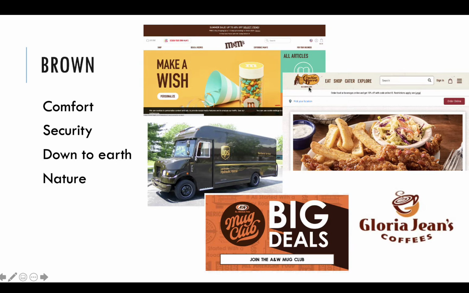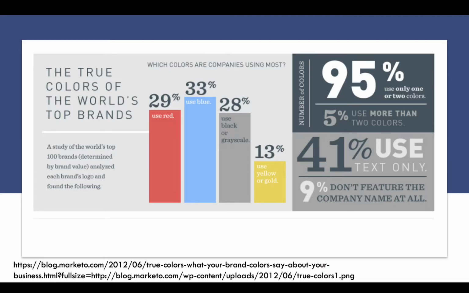So I'm thinking comfort food, like you see from their website here. Brown is very warm and comforting. So although brown isn't used very often in the color palette, when you're thinking about being down to earth or comfort or nature, it might not be a bad color to use in some application. So that's the highlight of most of the colors in the color palette.